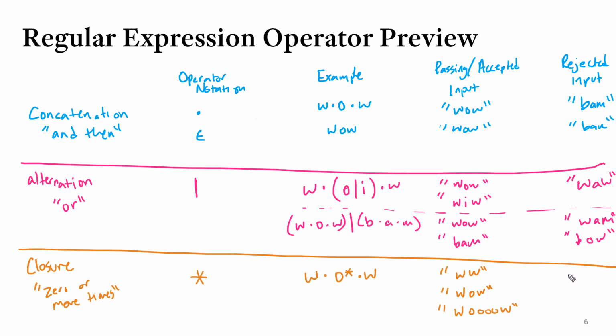So what would be an example of something that's rejected? Well, WWO would be rejected. Just the string W wouldn't be enough because we have to have two W's to match this input. And you could imagine other things that are very obviously not matches would also be rejected, like BAM, right?